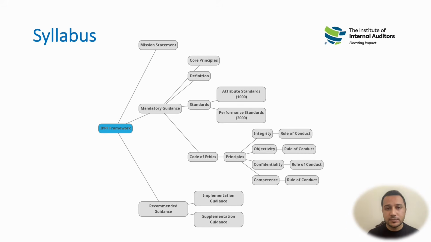This is just a picture to give you an idea of what we will be covering in this syllabus. We'll be talking about the mission statement of internal audit, the mandatory guidance, and the recommended guidance. There is one more crucial topic in this unit, which I believe is not depicted here, and that is the internal audit charter. That is also one of the important elements that we will be discussing in this unit.